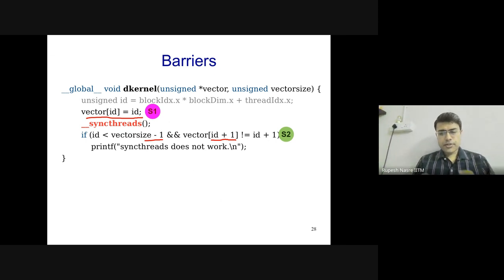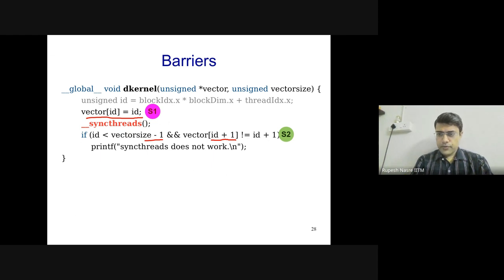So understand what is happening. Each thread is assigning its own ID to a vector in parallel. And if ID is less than the size minus one, so all the threads except the last one are going to check if the next element contains the next thread's ID or not, after a syncthreads. And we would like to check if that will print or not. So Sandeep says it will print the statement, that is "syncthreads does not work".